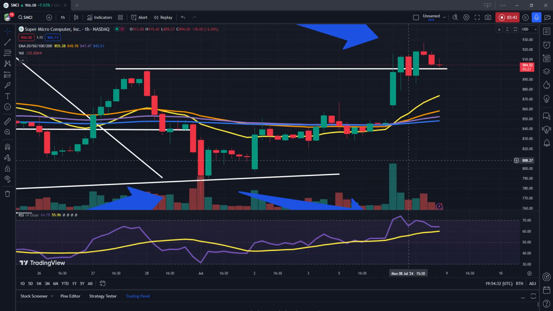And then in addition to that, we've got some activity here that should be noted in the exponential moving average cluster. Number one, all these moving averages are pointed in the topside direction.